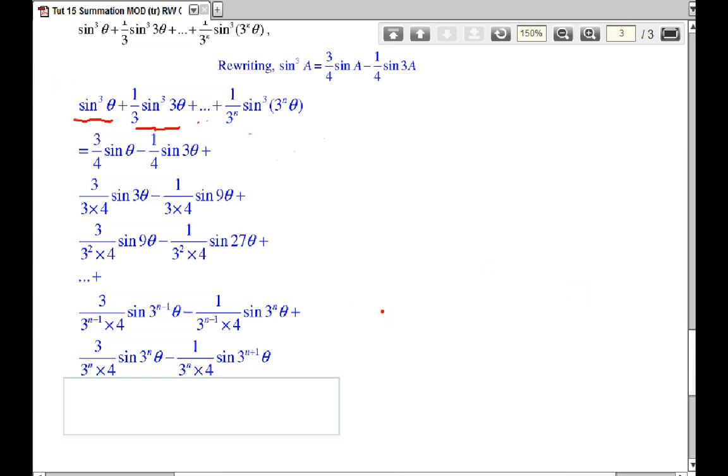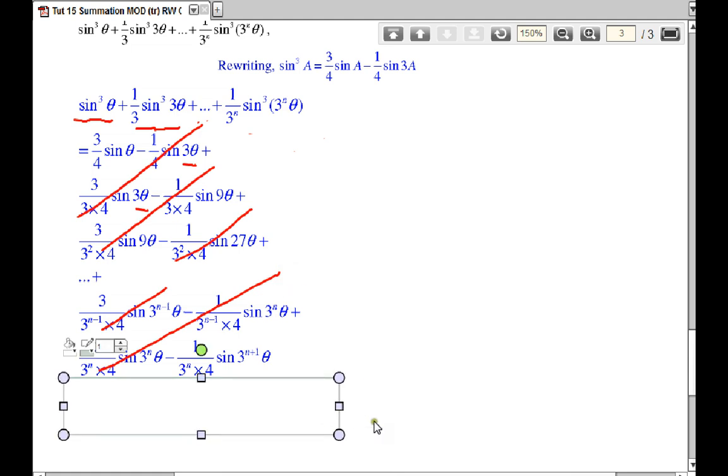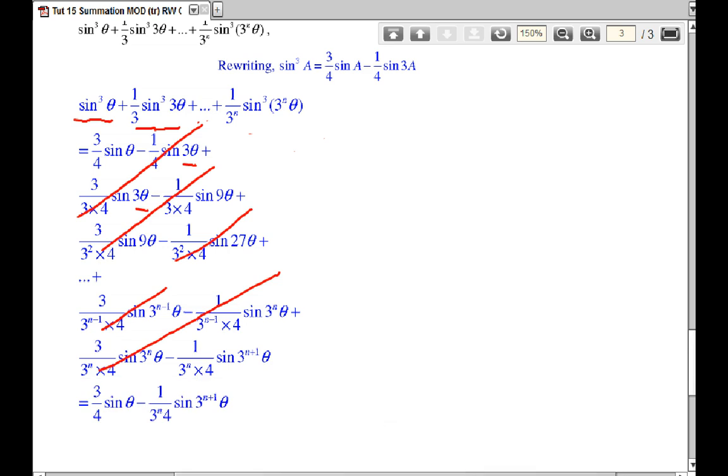Now we should be able to see that, look here, you have 3 theta. If I have this 3 and this 3, the 3 should cancel, and therefore these two terms go. These two terms go. This term goes. This term goes like that. And now you can see that it is a nice expression.